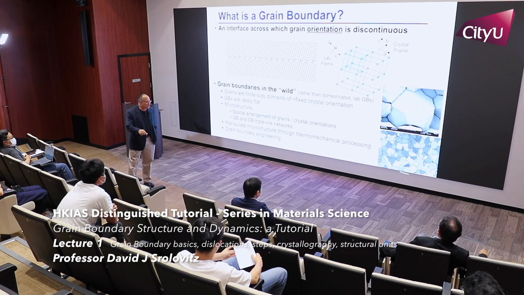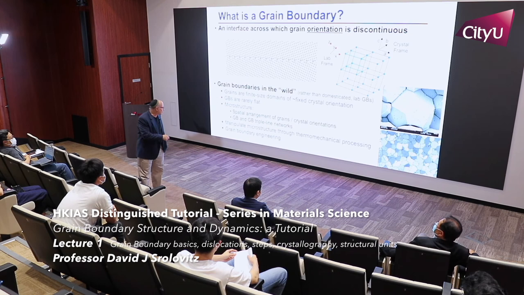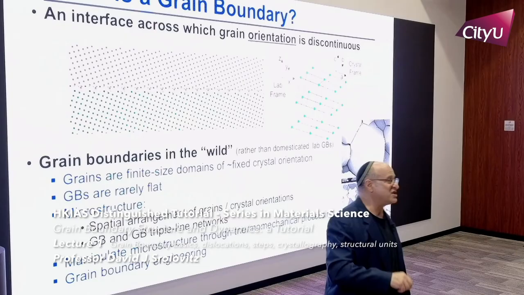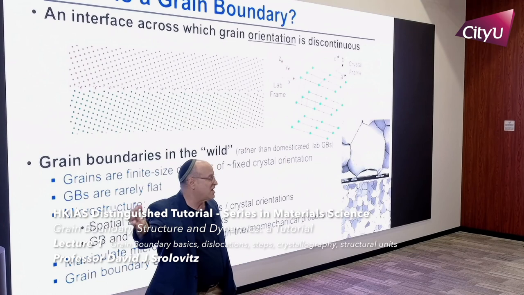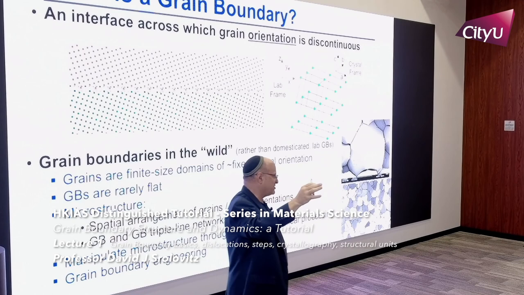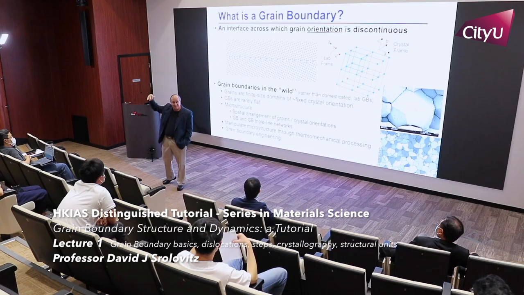There's been a trend in materials science in the last 30 years or so, where people have looked at what they call grain boundary engineering, which is the manipulation of the microstructure through processing to control what types of grain boundaries you have in there, because different grain boundaries have different properties.